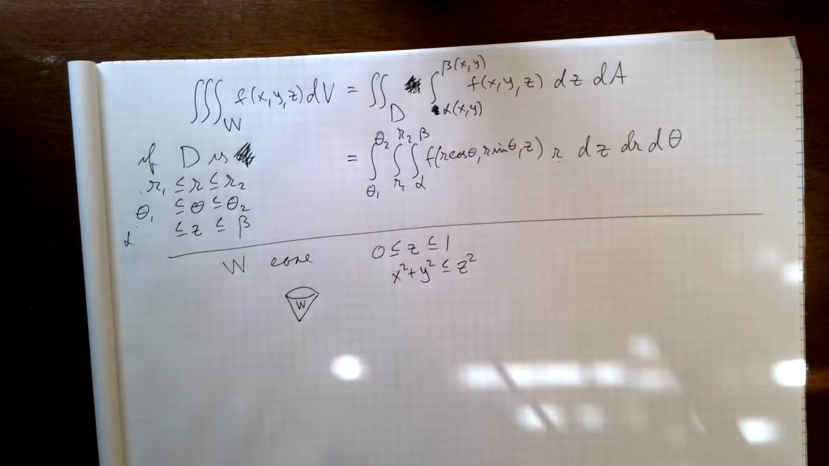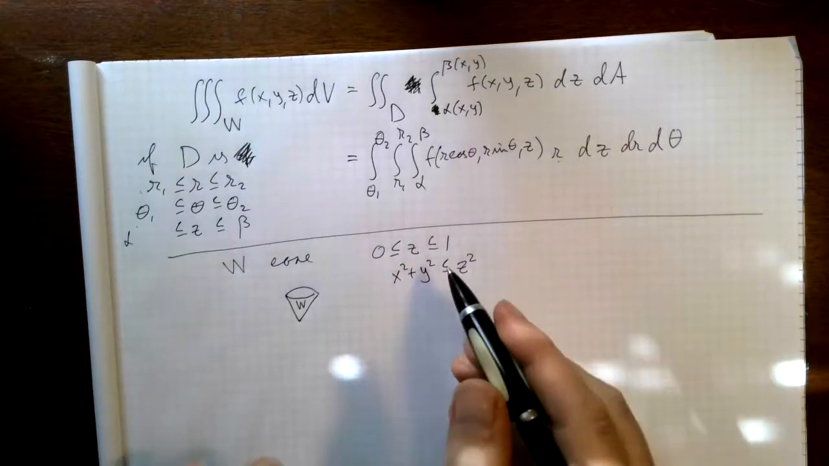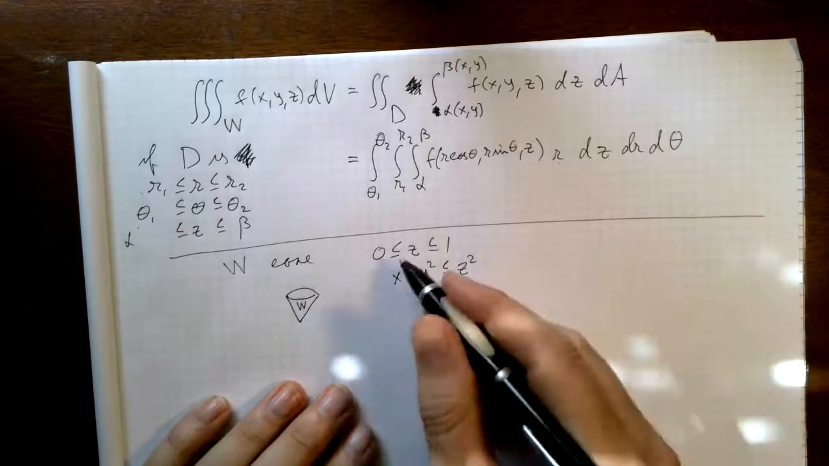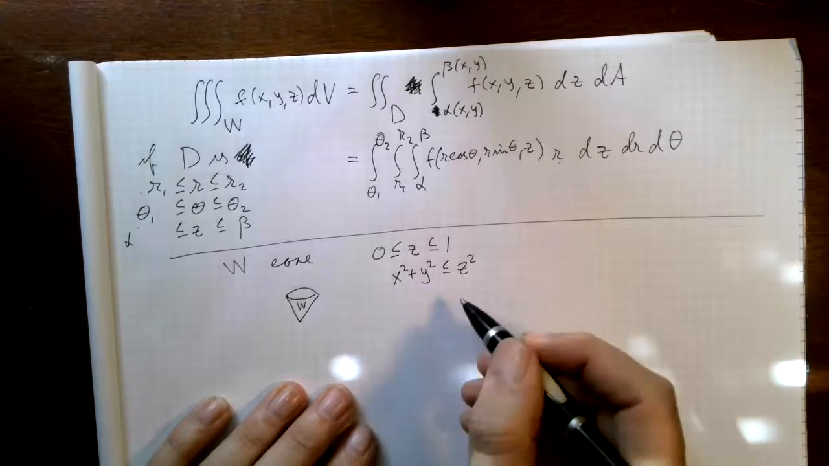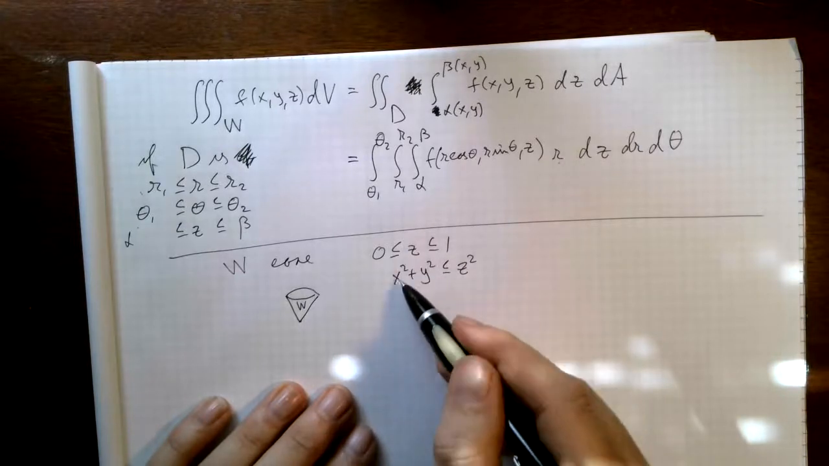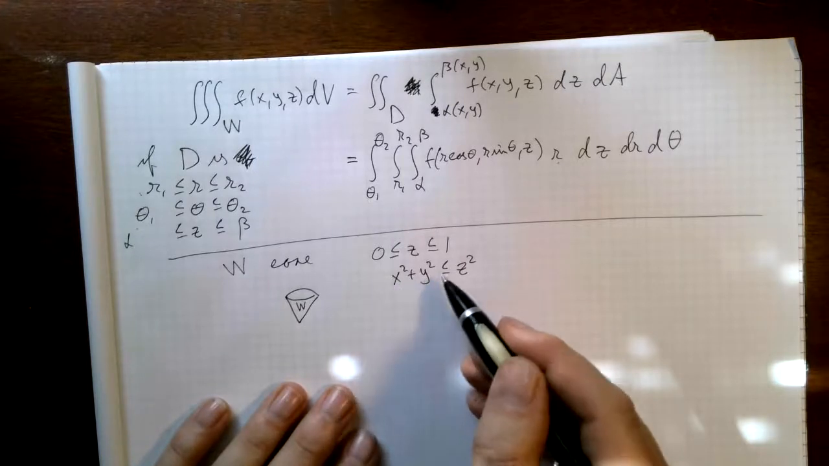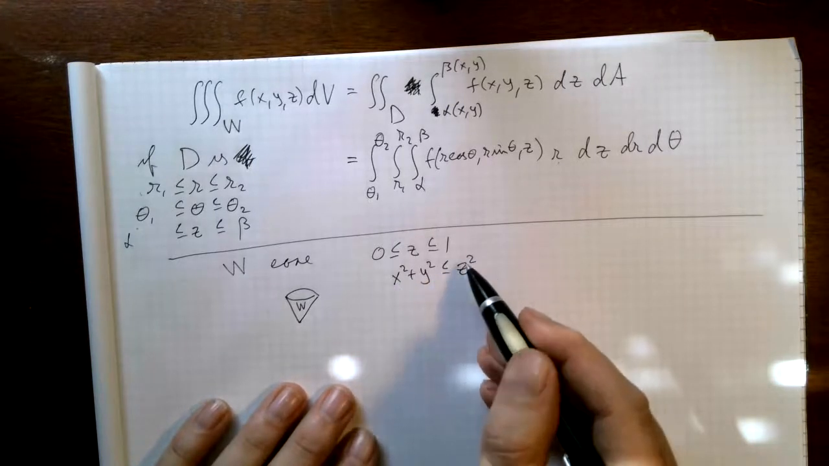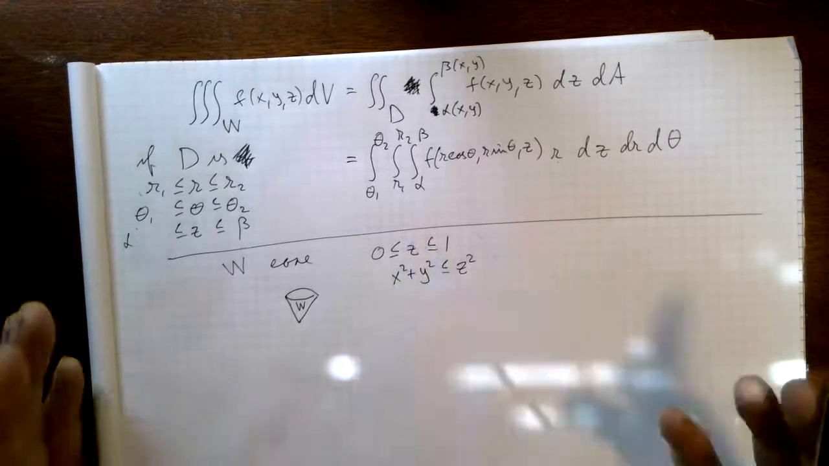Now this means that, how can I describe this region? Well, this is much easier to write as R squared less than or equal to Z squared. Well, R is always positive, and Z on my region is also positive.